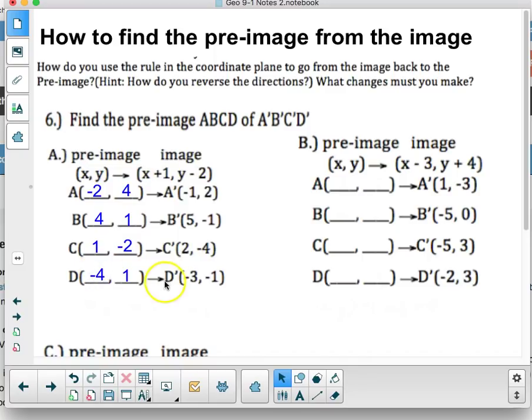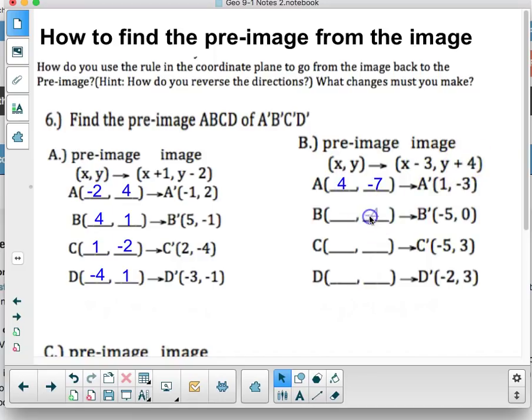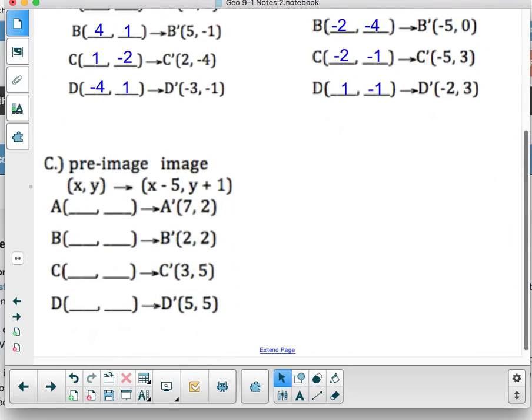What I'd like you to do is try B. Go ahead. So at B, you're looking at -3 minus 4, which is -7, and 1 plus 3 is 4. 0 minus 4 is -4. -5 plus 3 is -2. 3 minus 4 is -1. -2 plus 3 is 1. We're just reversing. So do this for your last thing.